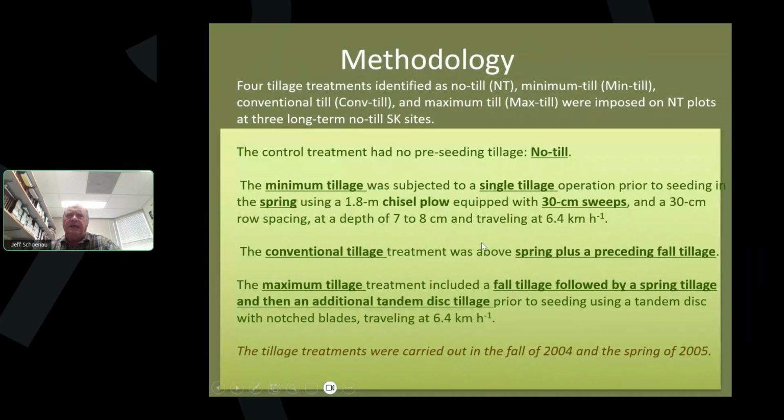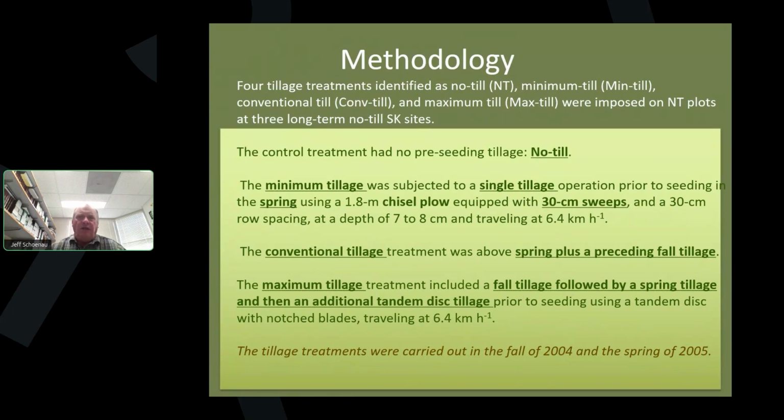What we had in this study were 4 tillage treatments that are identified, and in the upcoming figures and tables, you'll be able to see these abbreviations. No-till, which was really no preceding tillage, kind of business as usual. A minimum till, where there was a single tillage operation prior to seeding that was done in the spring using a chisel plow, 30 centimeter sweeps, 30 centimeter row spacing at a depth of 7 to 8 centimeters and traveling at about 6.4 kilometers per hour, about 4 or 5 miles an hour.